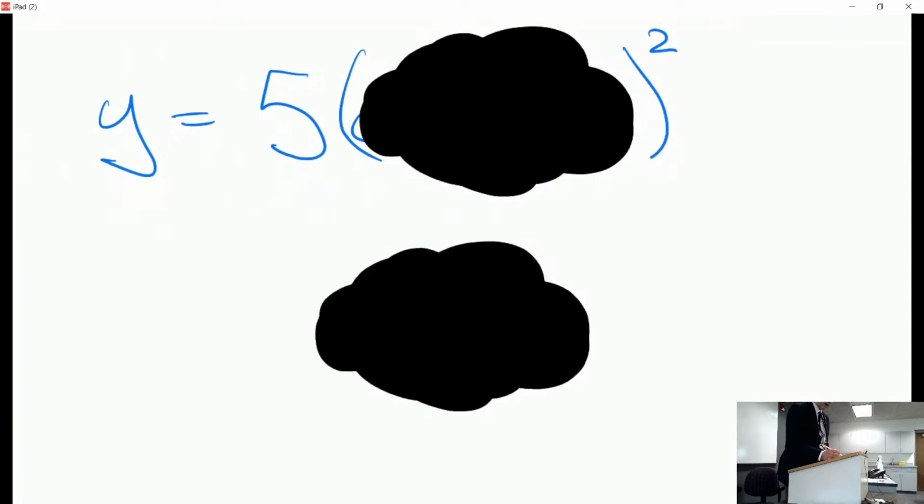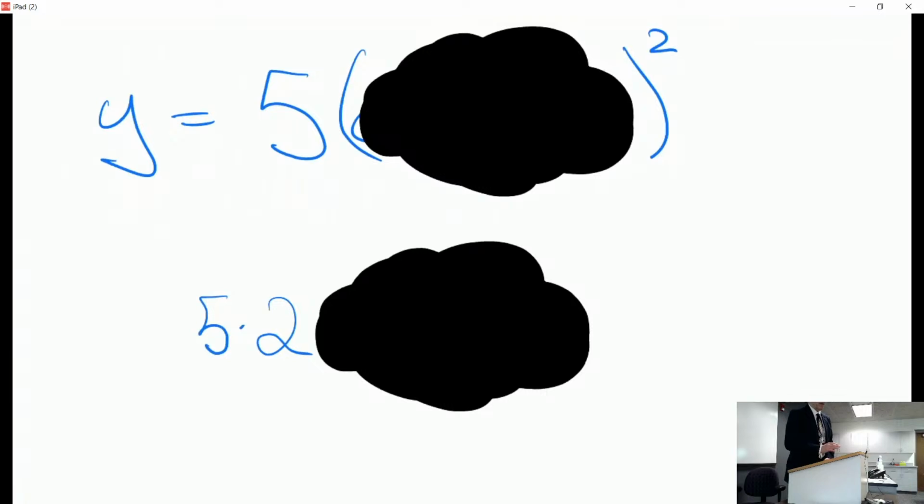And so here's my blob. And then I'm going to get 2 times that. But don't forget the 5. So 5 times 2 times the blob. So far, so good? I mean, that's what the derivative of something to the second power is. It's 2 times that something.